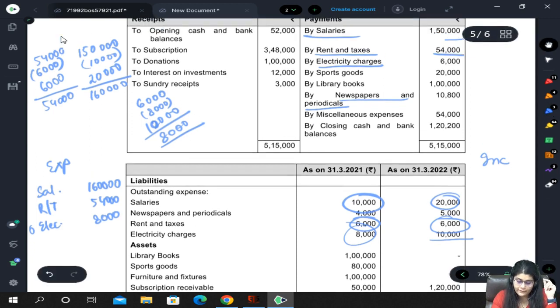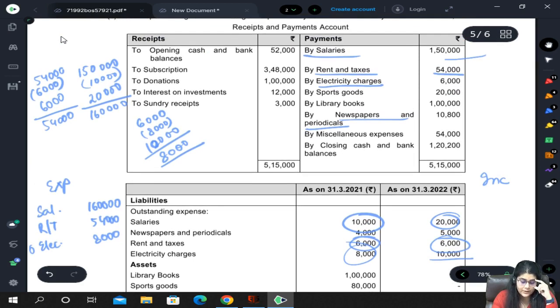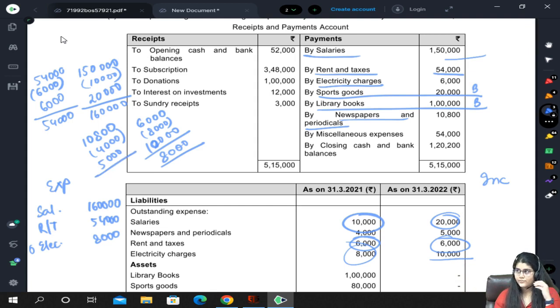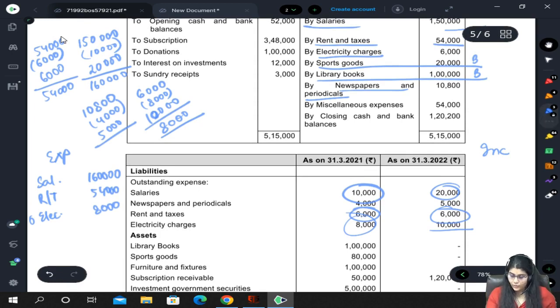Next, we have sports goods. Sports goods is part of the balance sheet. Library books, part of the balance sheet. Newspapers and periodicals, we paid 10,800. Outstanding was 4,000 of last year, and at the end of this year, we have 5,000. So net, for this year, we have to charge a total of 11,800.